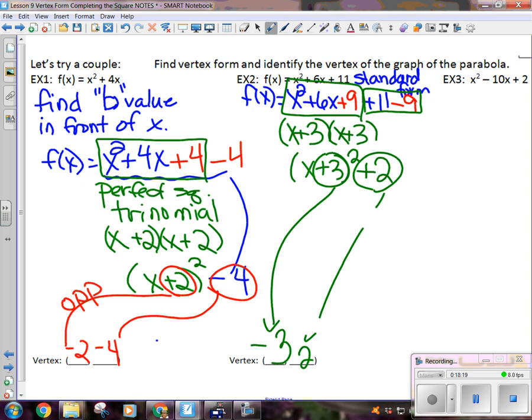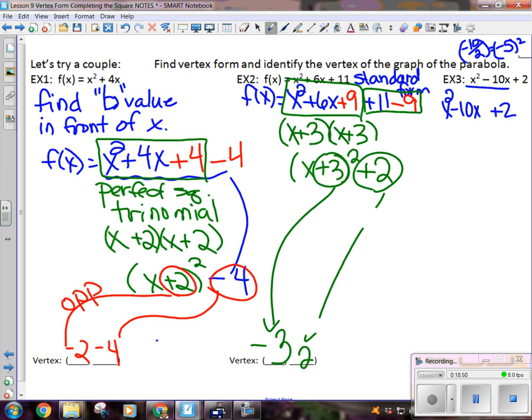Last one, okay? First 2 parts is what I look at. Middle number is what? -10. What's half of -10? -5. What's -5 times -5? +25. When you square it, even if you square a negative, you always get what? Positive. So I need a 25. I don't need a 2. So x squared minus 10x. Pull the plus 2 away.